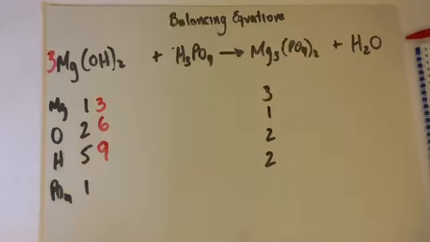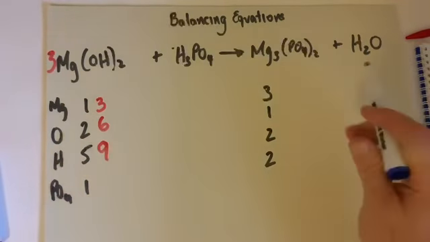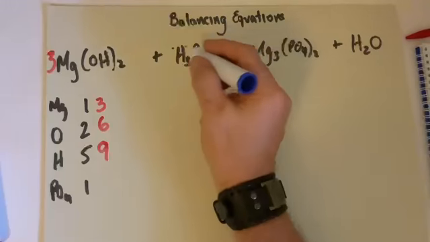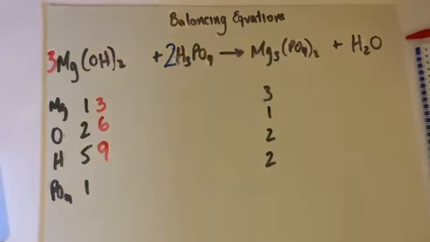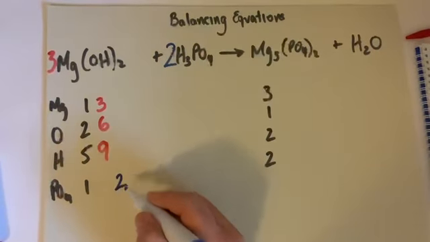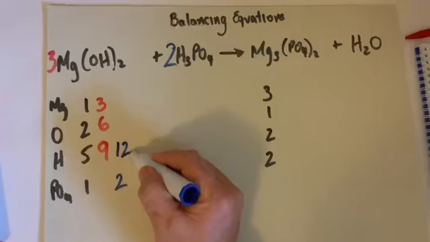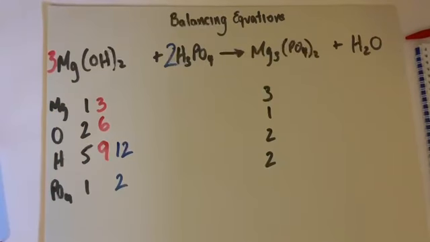Now we can start looking at the PO4s. On this side, PO4 is 2. So how are we going to get a second PO4 on the reactant side? That would be by adding more phosphoric acid. To get 2 of those, we would add twice as much. That now gives us 2 phosphoric acids. But now it also alters the amount of hydrogen again. So we've now got 6 hydrogens there, plus 6 hydrogens from the magnesium hydroxide. So we've got 12 hydrogens on this side.